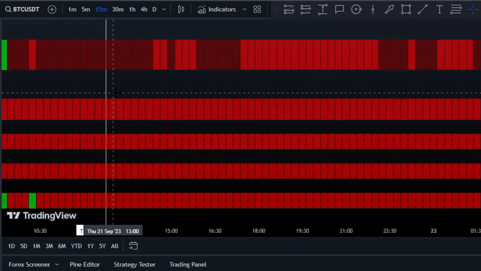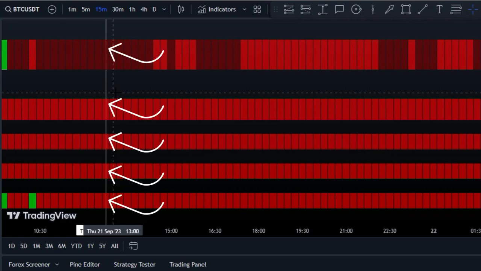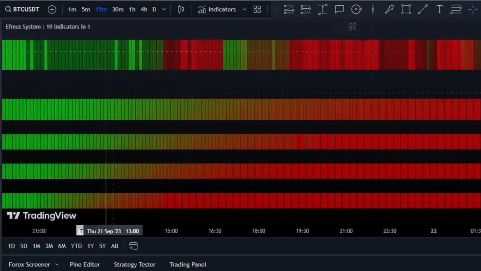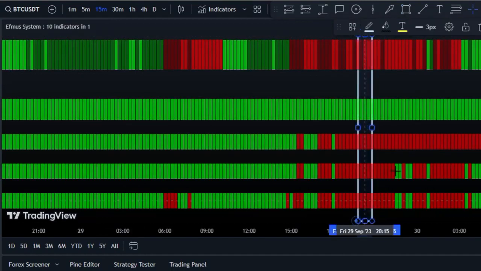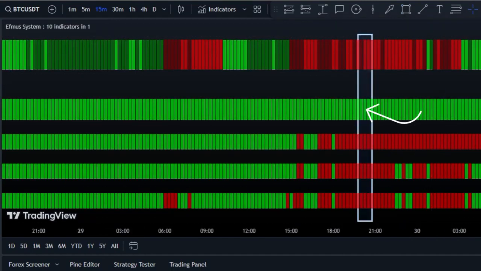Similarly, when there is a sell signal on the chart, all bars corresponding to that signal candle must be red to validate the sell signal. It's essential to remember that if even one bar has a different color in any of those buy or sell signals, the signal is rejected.